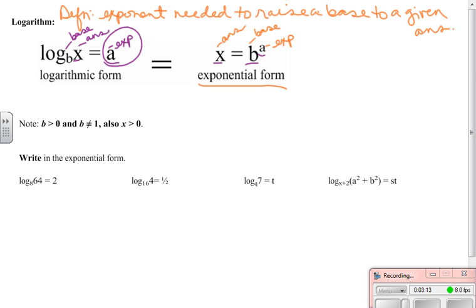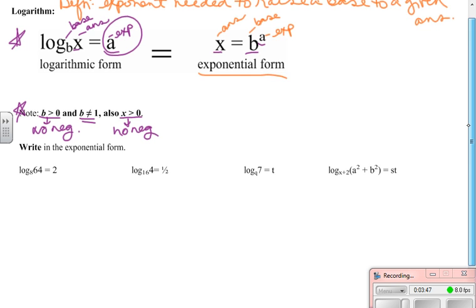So being able to move back and forth between those two equations is critical. I would probably make sure that is on my cheat sheet. Now, keys. b always has to be greater than 0, which means no negatives. It can't be 1. And x, our answer, must be greater than 0. No negatives there either. So that's the rule. Those are our restrictions and our rule.